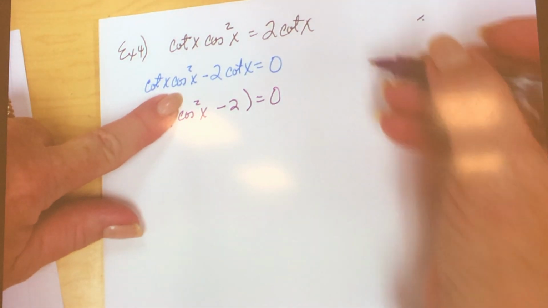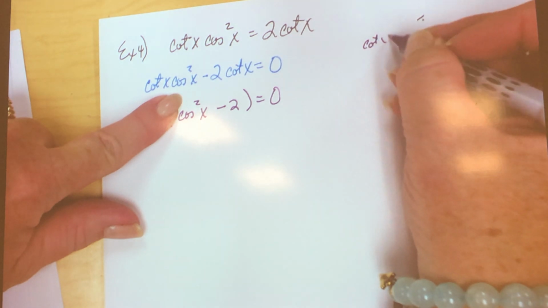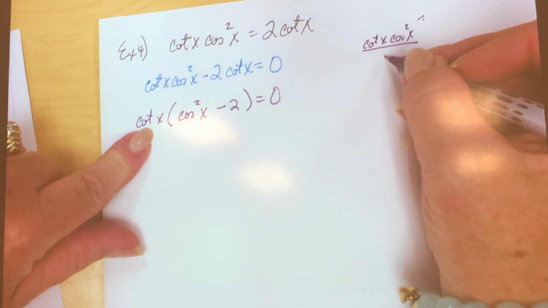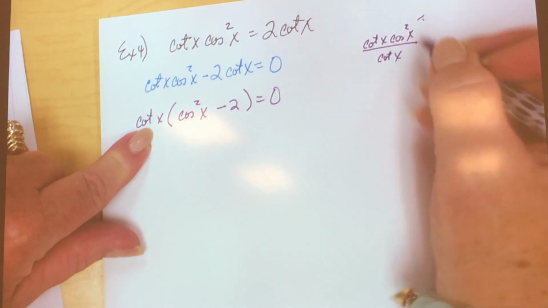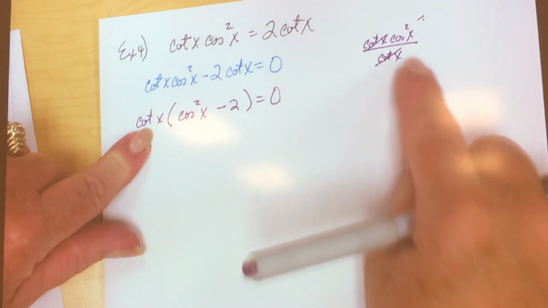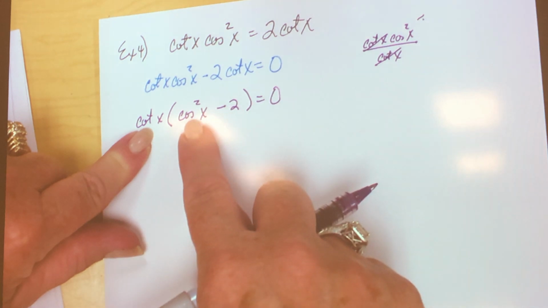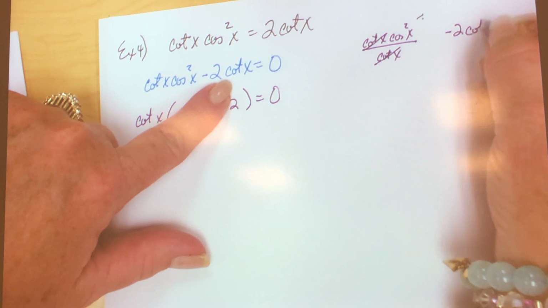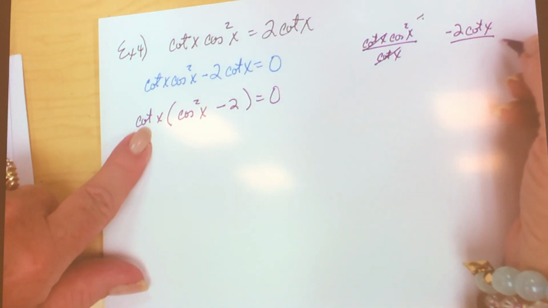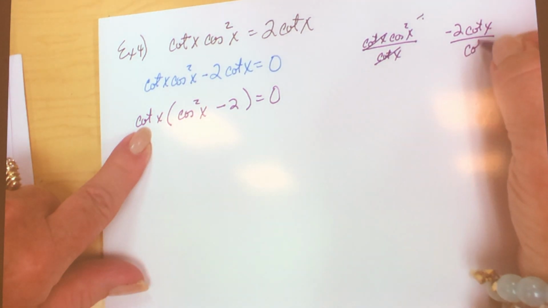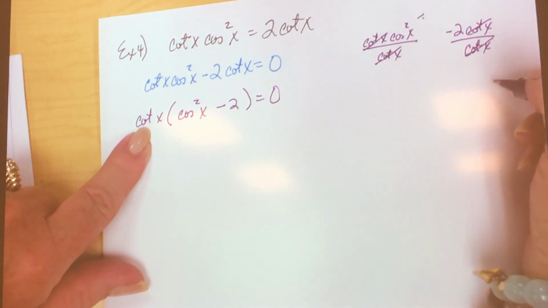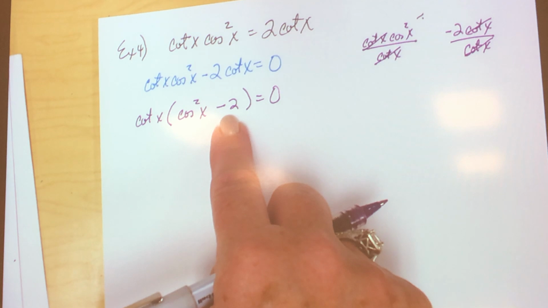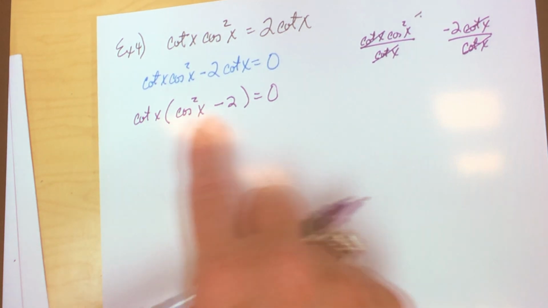If I took this guy right here, cotangent x cosine squared x, and I divided by what you're factoring out, cotangent x, you see how these guys go away? And that's what you're left with. This guy right here, negative 2 cotangent x divided by whatever you're factoring out, cotangent x, these go away, and there's my negative 2. Are you with me? All right.